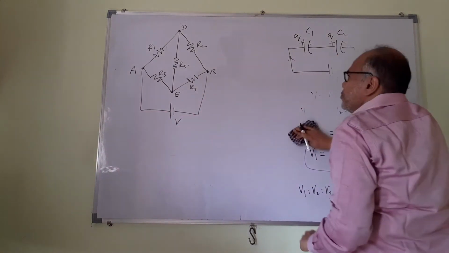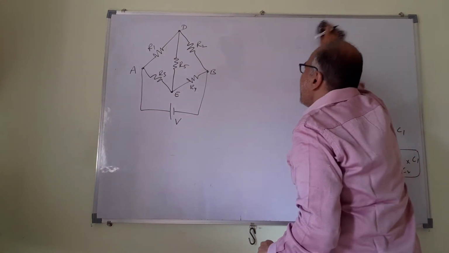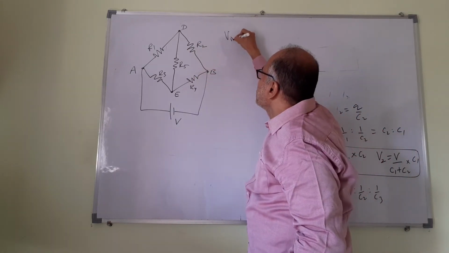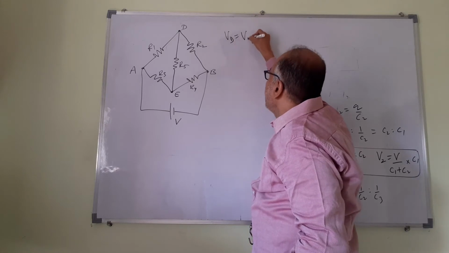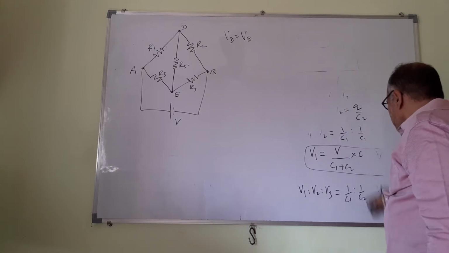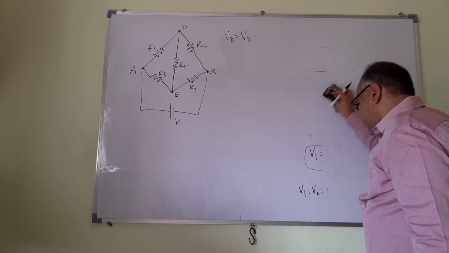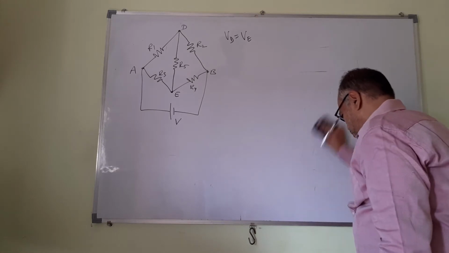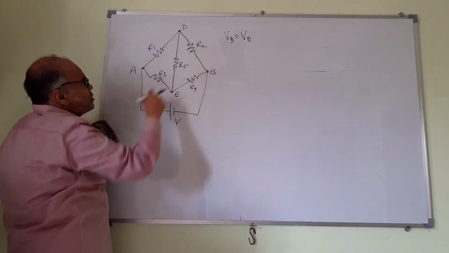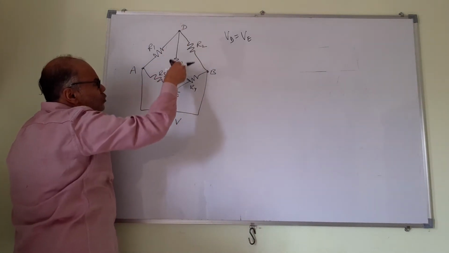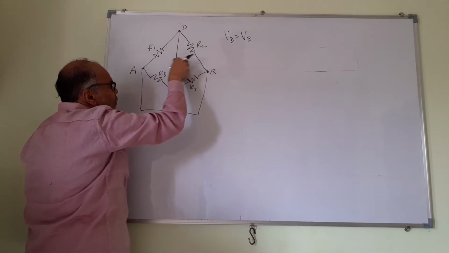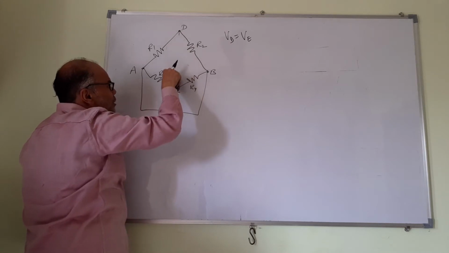Now in this, the bridge is said to be balanced if the potential of D and the potential of E are the same. So if the potential of D and E happens to be the same, there would be no current through this branch, and therefore R5 has no role, it's just a dummy and it can be removed.